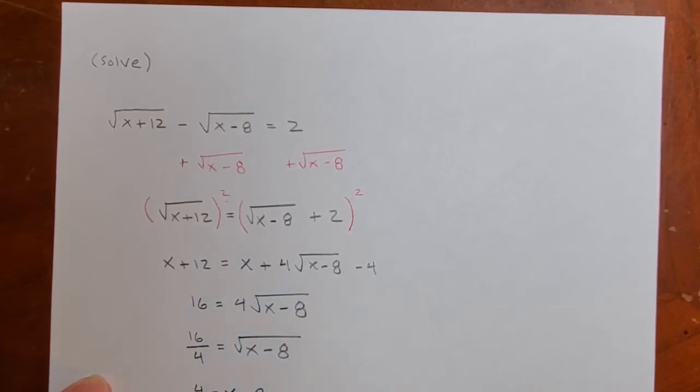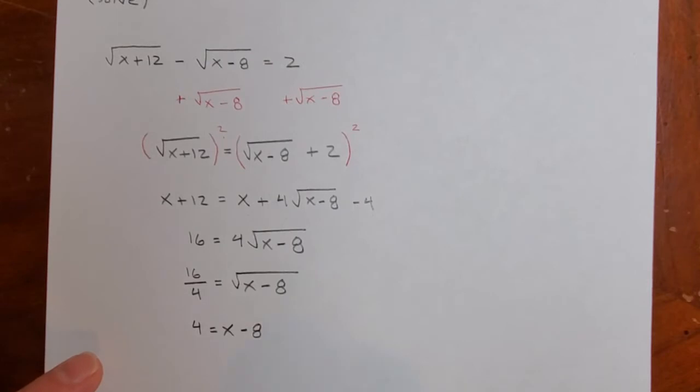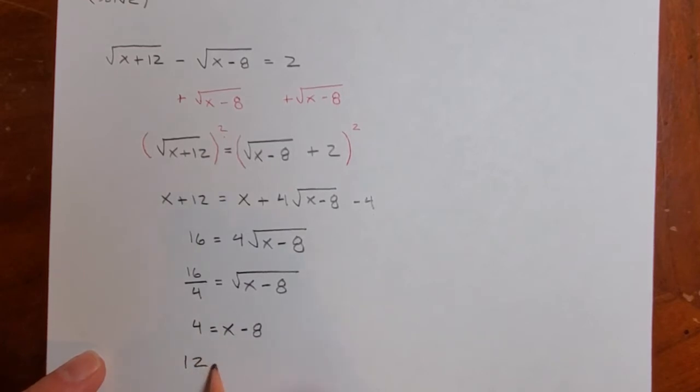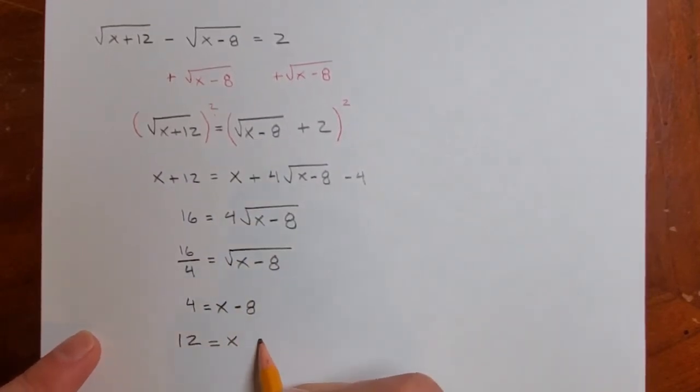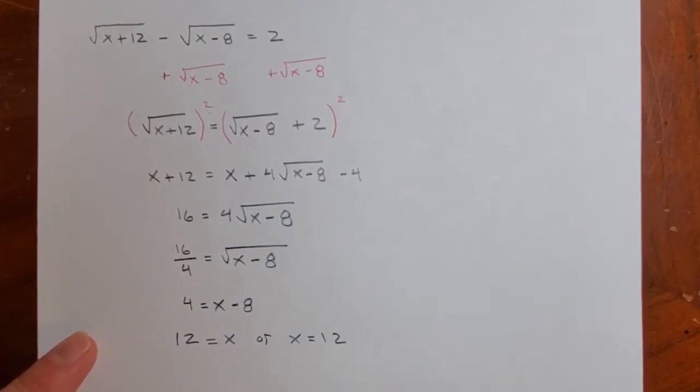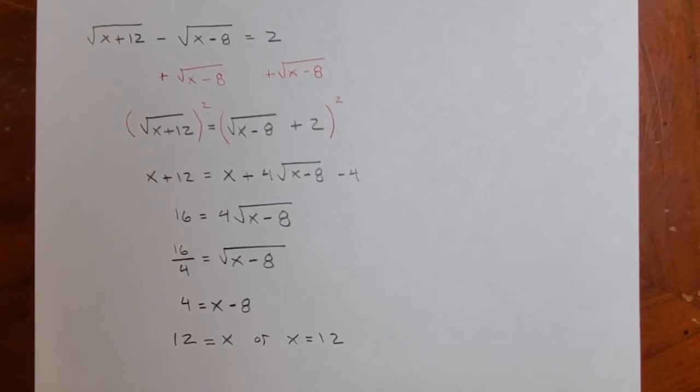All right, then we're like that. And then one more step. If I move the 8 over, I'll get 12, right? Say I add 8 to both sides. I get 12 is equal to x. Or if you'd rather say x is equal to 12, same thing, right? So it appears we have our answer.